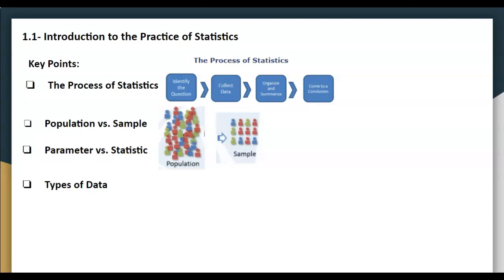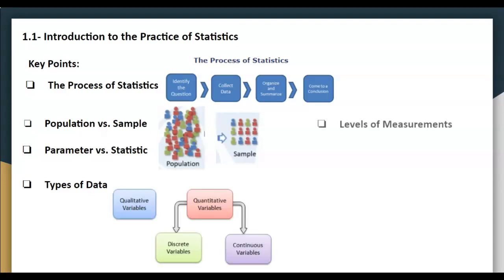And then we have the types of data, qualitative and quantitative variables. And then within quantitative, we have discrete and continuous variables. And then finally, we have the levels of measurement, the nominal, ordinal, interval, and ratio. And also the precision of the levels of measurement.